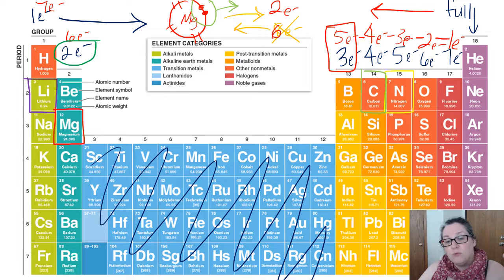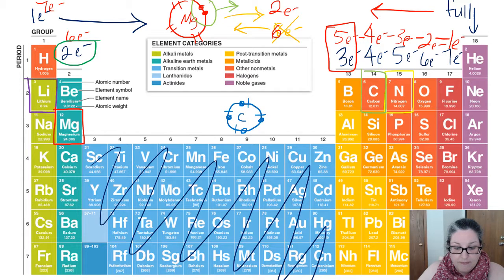If we move the other way, let's take a look at carbon. If I draw a picture of carbon, I'm not going to draw its inner shell, just the outermost one. It has 1, 2, 3, 4 electrons and 4 empty spaces. Now, here's a hint. This is a slightly trick question. Carbon is not going to either get or give away electrons. It would rather share. So carbon does not ionize.